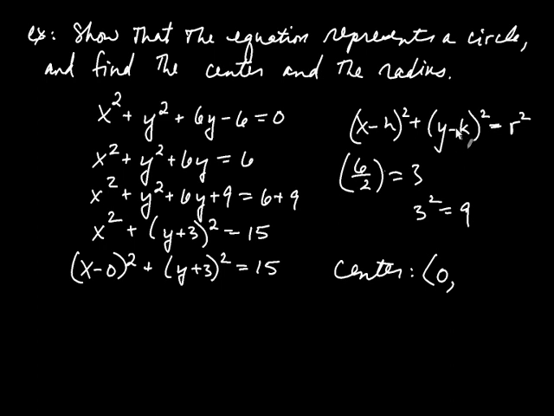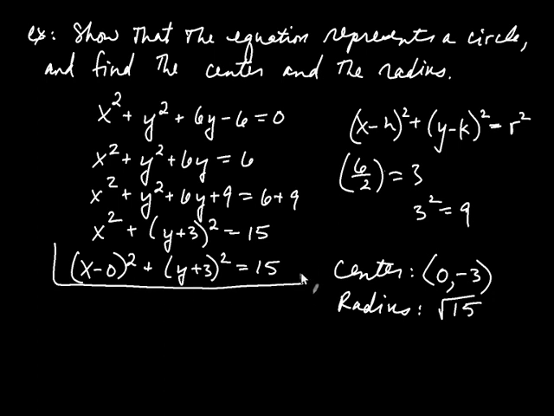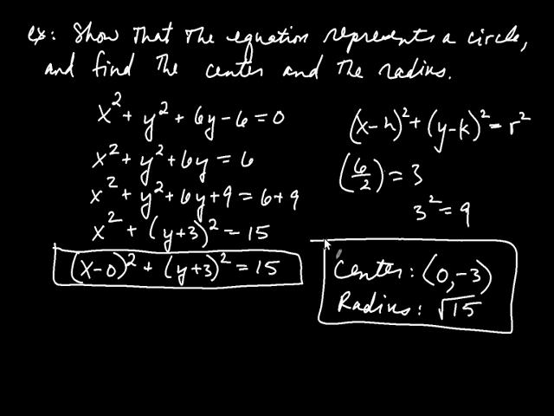Because k, this is the standard form. It's y take away something. So if it's y plus 3, we have to take away a negative 3 to get y plus 3. So the y-coordinate is negative 3. And what would the radius be? Well, the radius is the square root of the right-hand side, because the right-hand side of the equation in standard form is r squared. So r must be the square root of the right-hand side, in this case square root of 15. So this is the equation of our circle, and these are the center and the radius respectively.